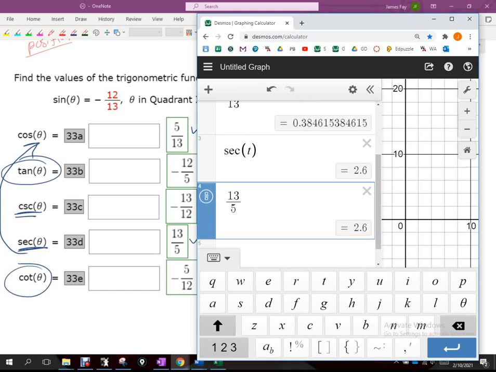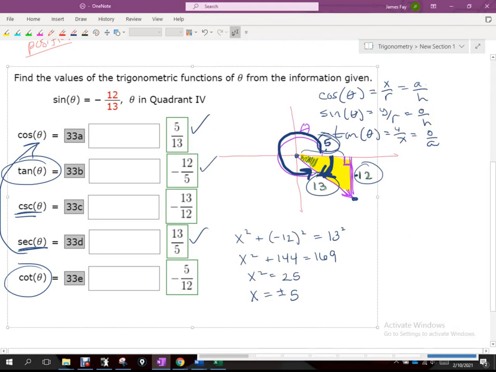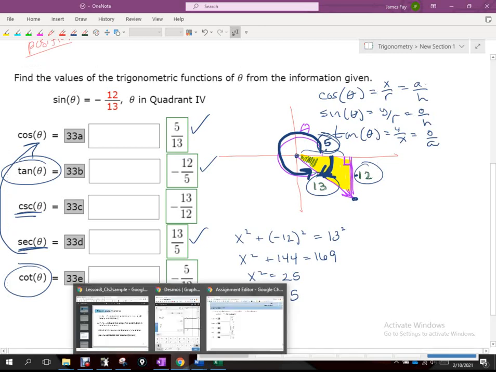When they give you a trig ratio for one of the trig functions, then they're asking you to draw the triangle essentially. Use the Pythagorean theorem to find the missing part. Now that you have the missing leg, here was 5 for us, we should be able to look at SOHCAHTOA and find the other ratios. Does that help? Any others? Last one?